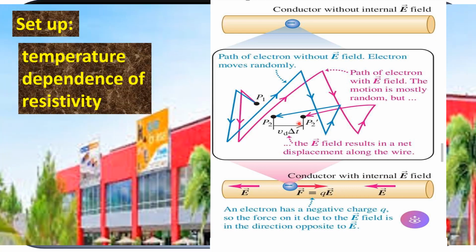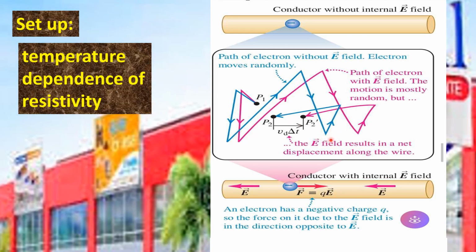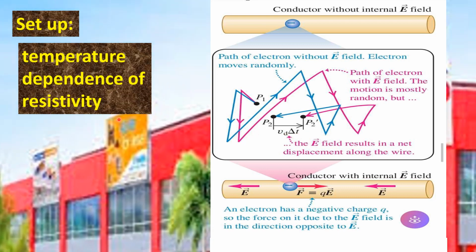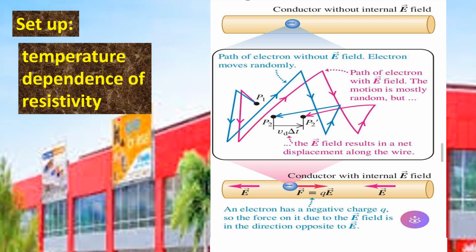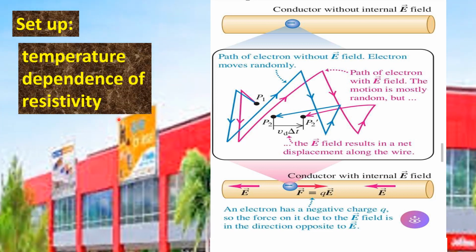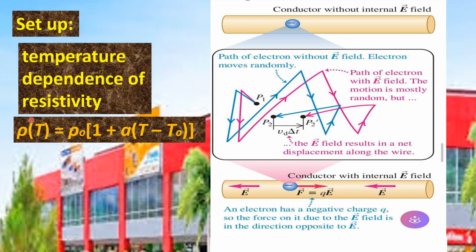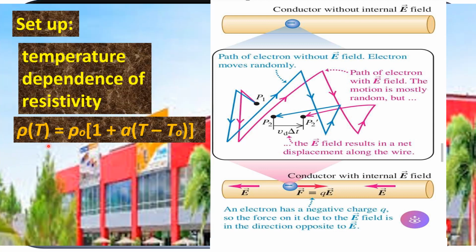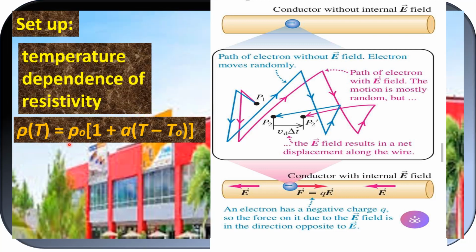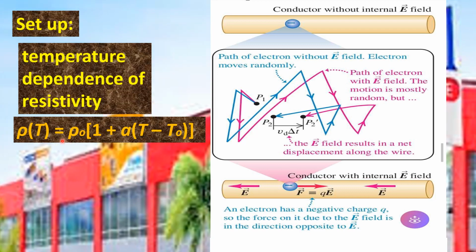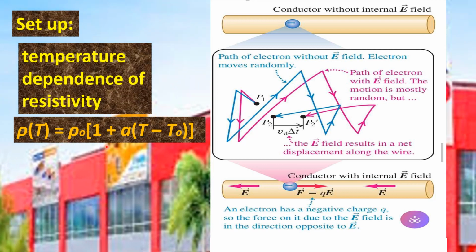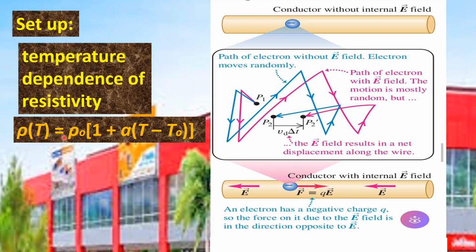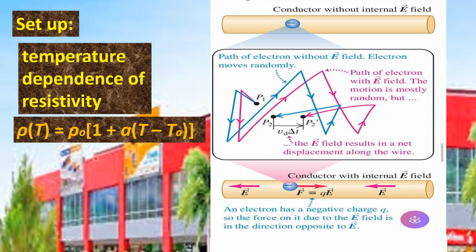Over a small temperature range, that is, up to 100 Celsius degrees or so, the resistivity of a metal can be represented approximately by the equation: rho at a certain temperature, capital T, is equal to rho naught, where rho stands for the resistivity of the conducting wire. In this problem, we're talking about platinum wire.